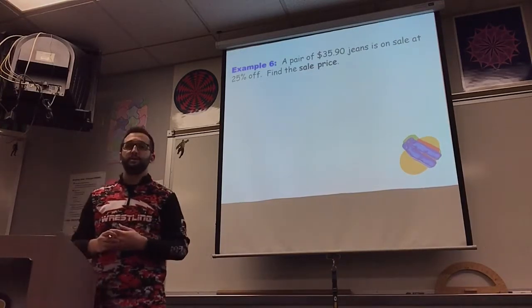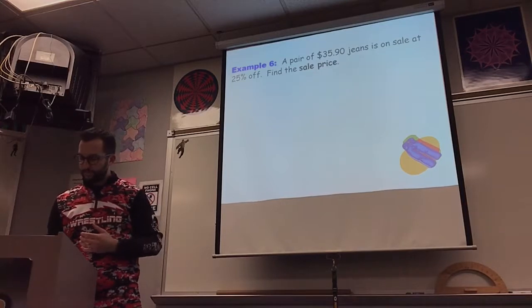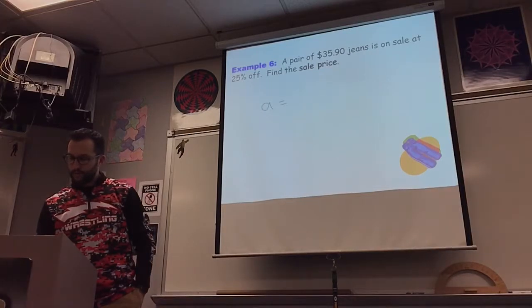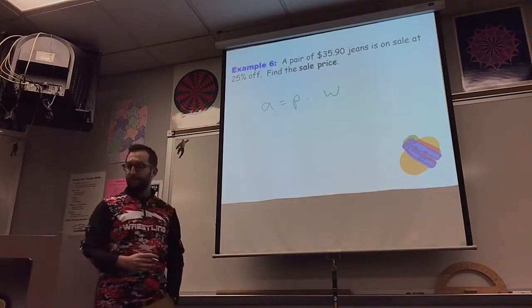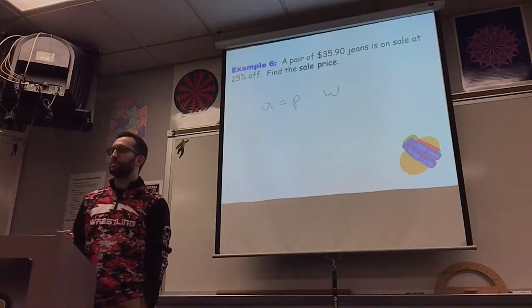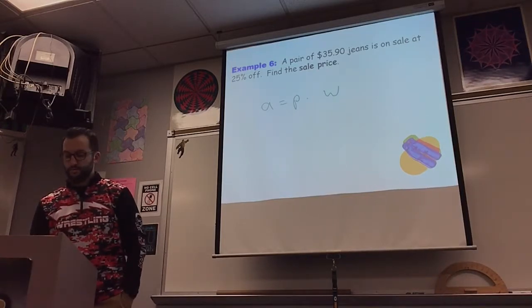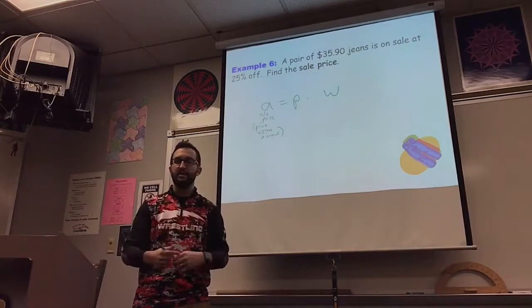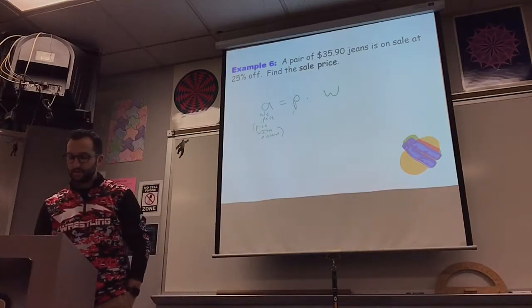It's going to be the sale price. So I want to do the shortcut method on this one. A, P, W. But I don't want P to be the percent of discount. I want it to be the percent with discount, because I want A to be the sale price. That's the price with the discount. Isn't that what the sale price is? It's the price including the discount, like with the discount in there. So P is the percent with discount.